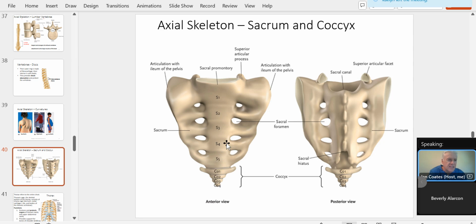The sacrum and the coccyx there, you can see the number of bones, and they fuse as an adult, okay? And yeah, you just have a look there. There's S1 to S5, and then CO1 to CO4. There's your sacrum, and then there's your coccyx. Nothing too crazy there, okay?